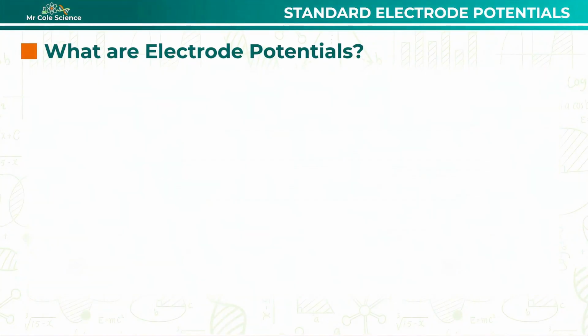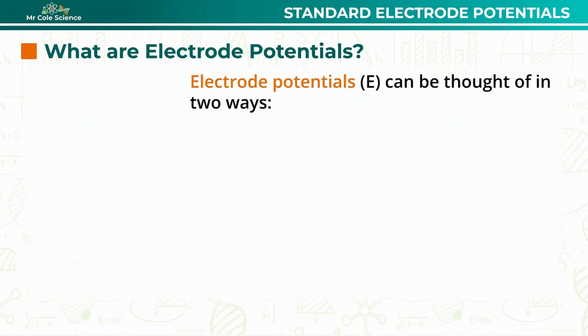So to start off with, we first need to have a bit of an understanding as to what an electrode potential is, and there are two ways of thinking about this, both of them very much interlinked. The first is that we could think of an electrode potential as being the measure of how easily a substance is oxidized. In other words, how easy it is for that substance to lose electrons.